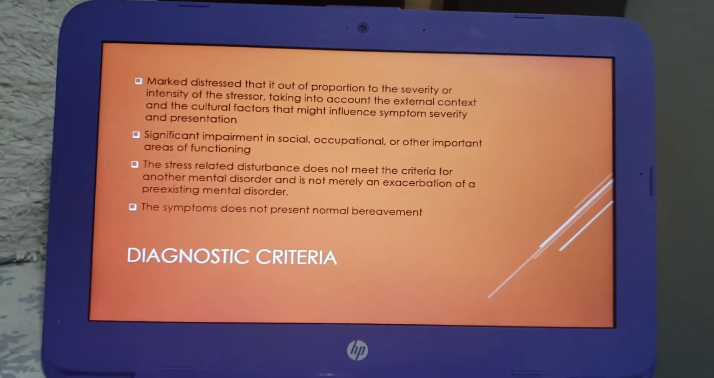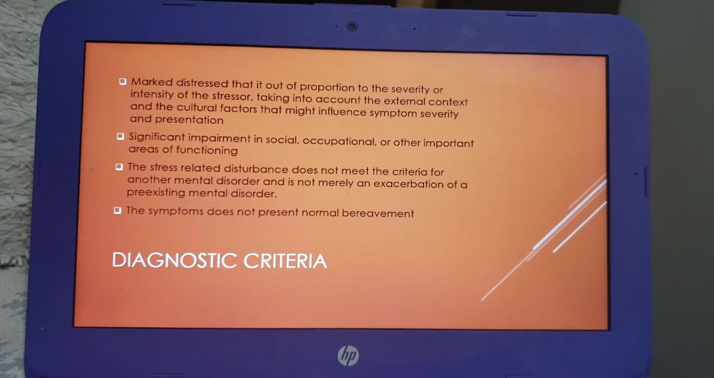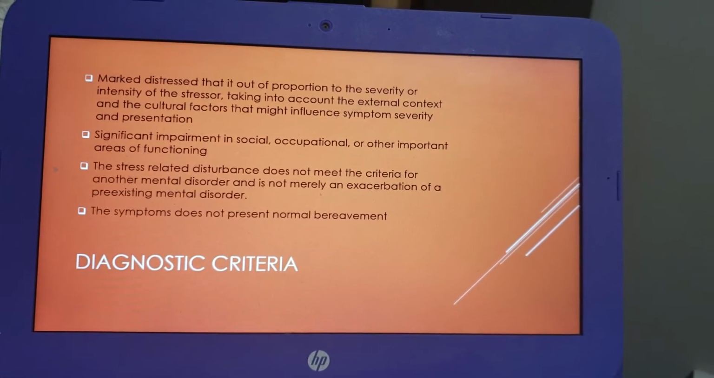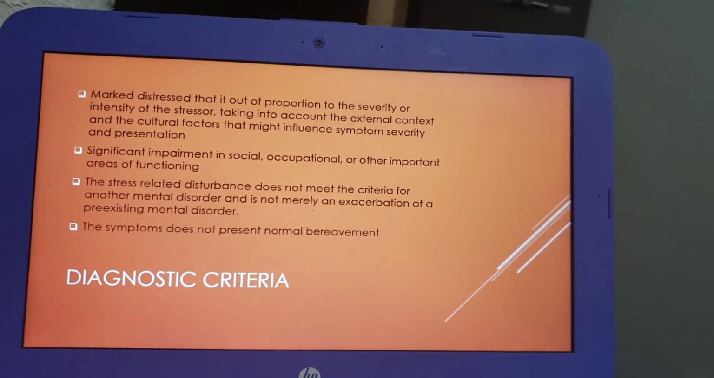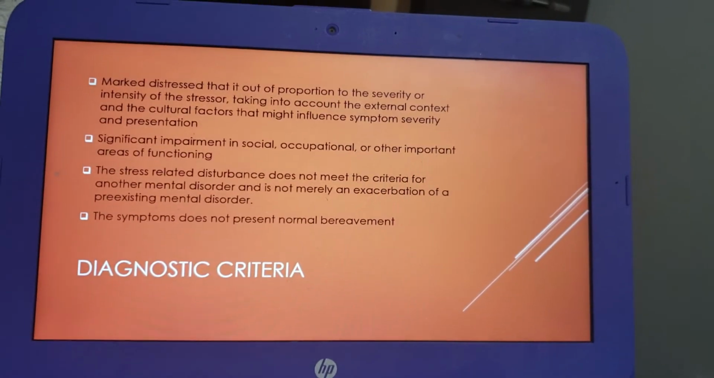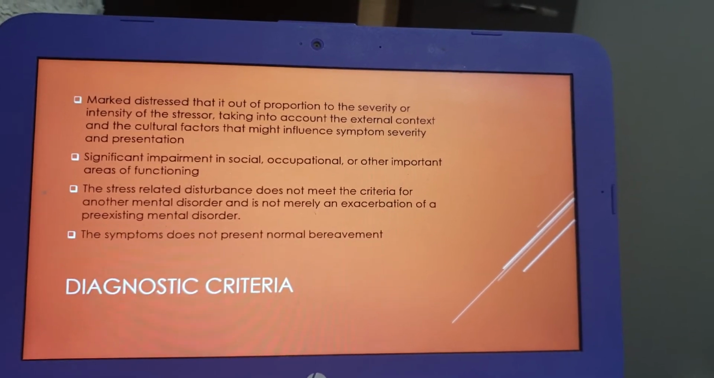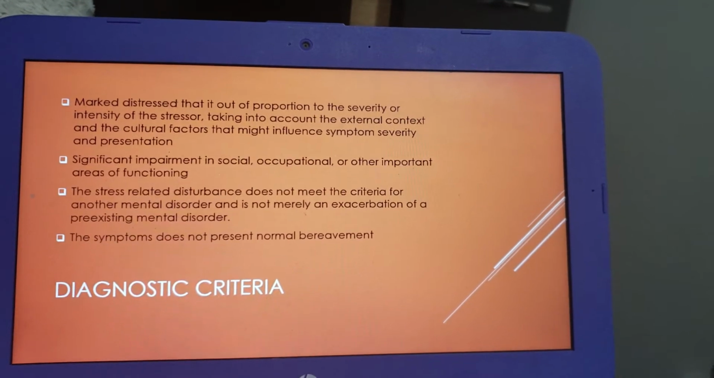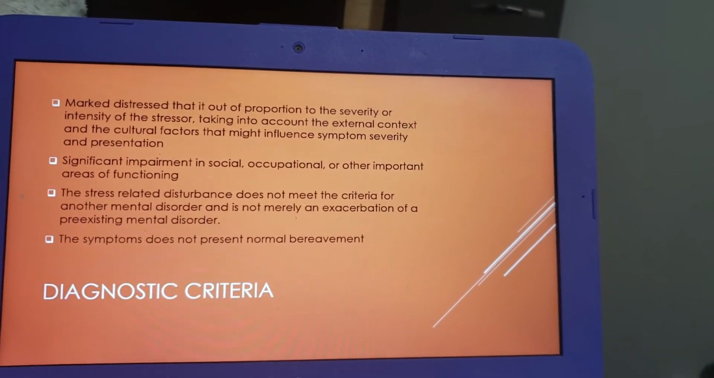So this is the diagnostic criteria according to the DSM-5. It would include marked distress that is out of proportion, as I stated in the previous slide, due to the examples such as an incarcerated loved one or a baby being born to the family, etc. So it will be marked distress that is out of proportion to the severity or intensity of the stressor, taking into account the external context and cultural factors that might influence symptom severity and presentation. Significant impairment in social, occupational, or other important areas of functioning.